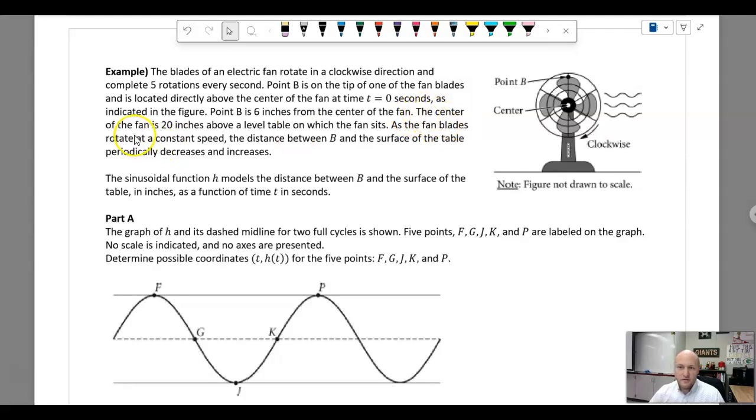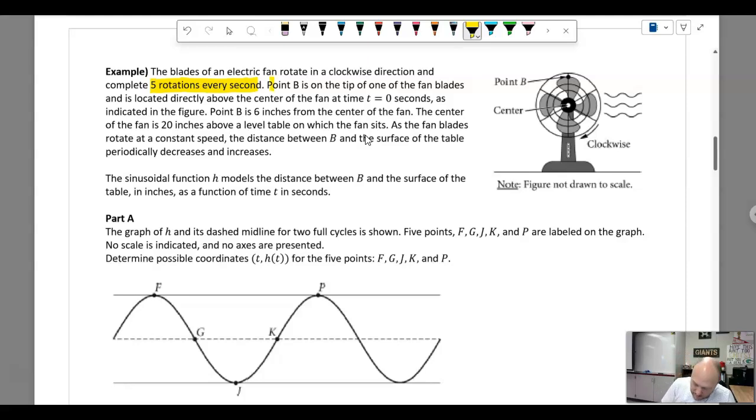The center of the fan is 20 inches above a level table on which the fan sits. As the fan blades rotate at a constant speed, the distance between B and the surface of that table periodically decreases and increases. I want to go ahead and recap that and highlight some important things that they say. This fan completes 5 rotations every second. That's important because that's going to help us with period.